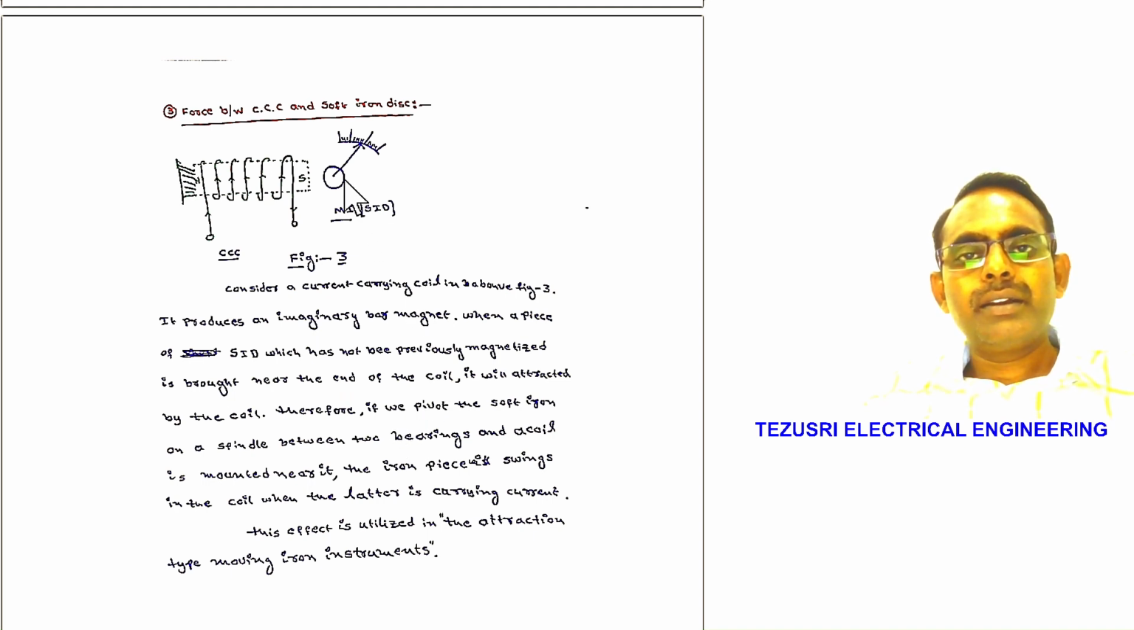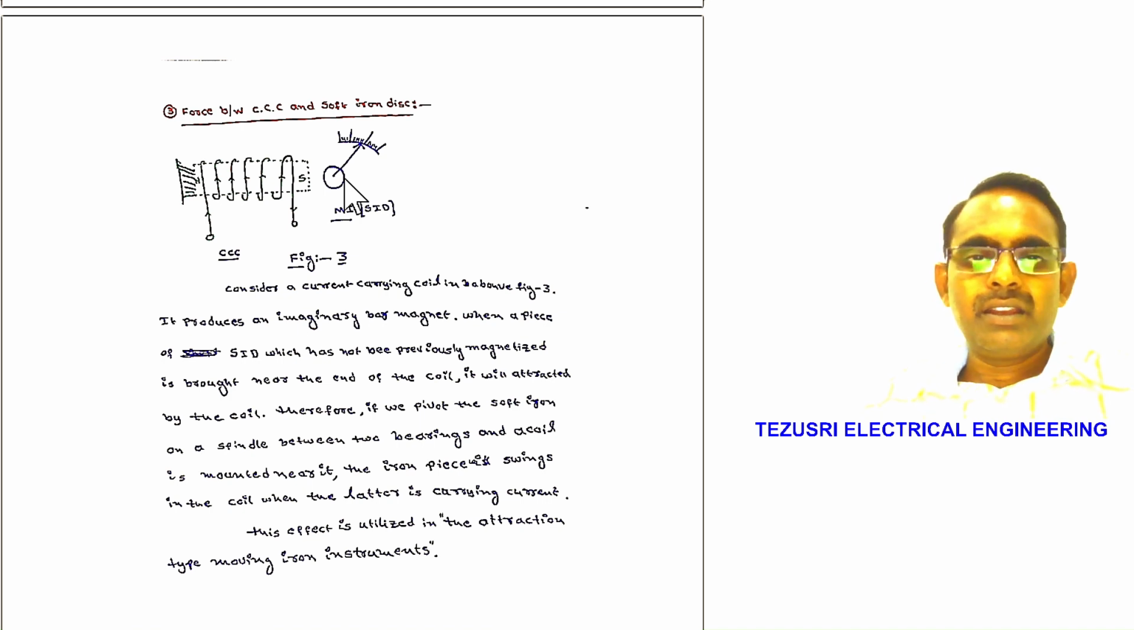If this moving iron piece is pivoted on a spindle between two bearings, it swings in the coil and is indicated on the instrument. This effect is utilized in attraction type moving iron instruments.